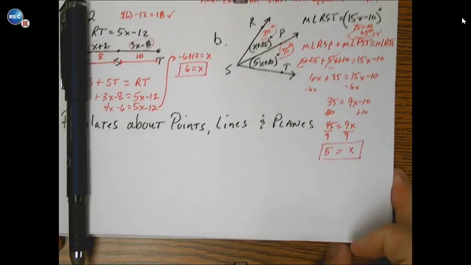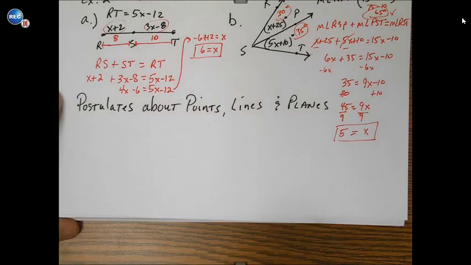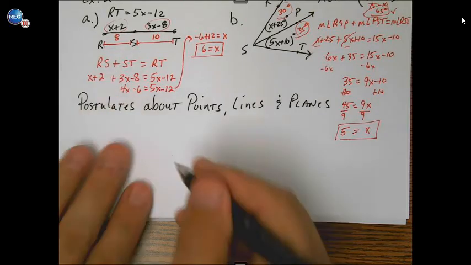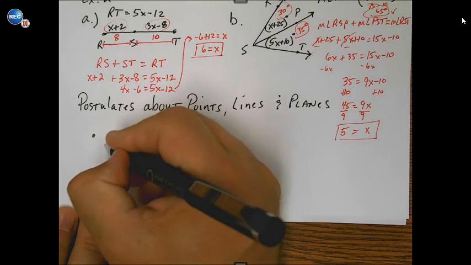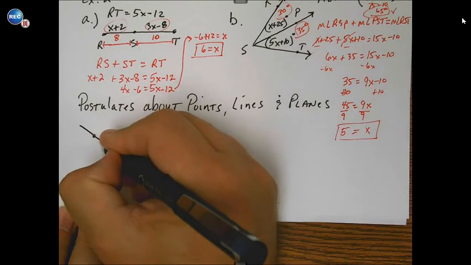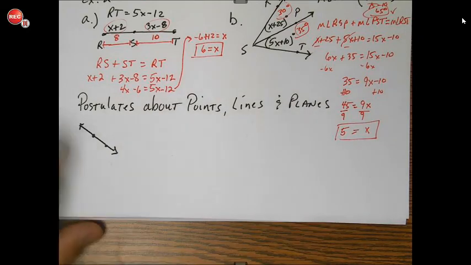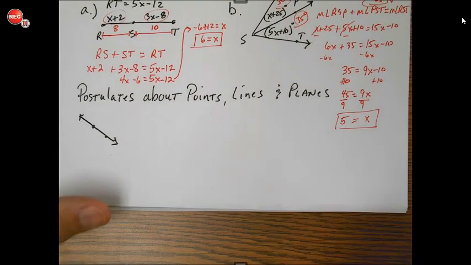Okay. Last stuff. Let's talk about some definitions. This is on page 50. Through any 2 points, there is exactly one line. So if I have 2 points, I can't put more than one line through those 2 points. Okay, that's that top page. Through any 2 points, there's exactly one line.